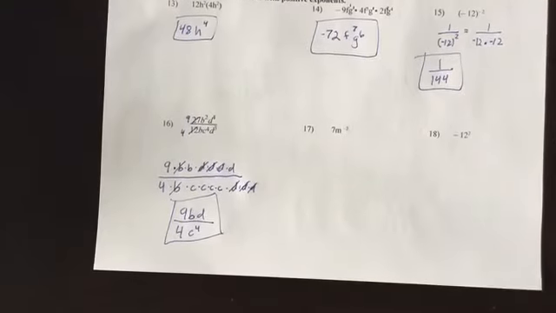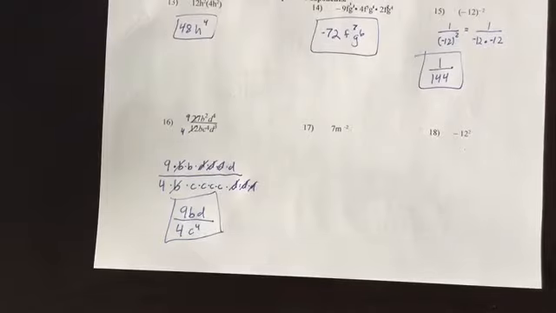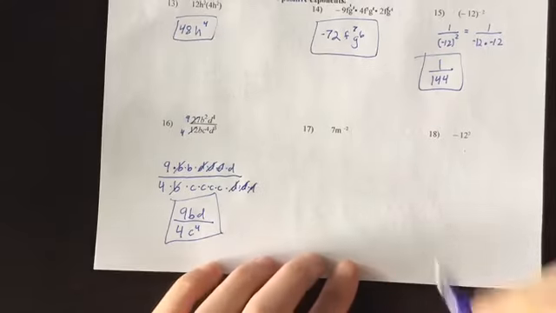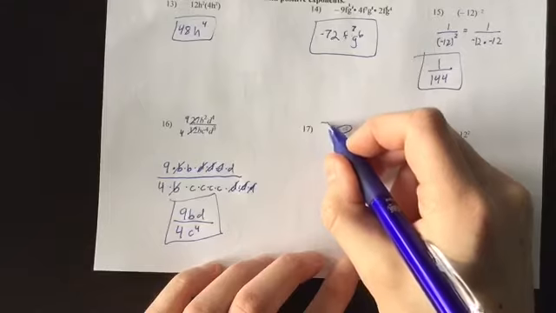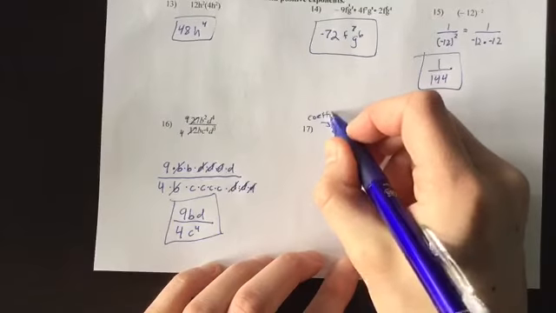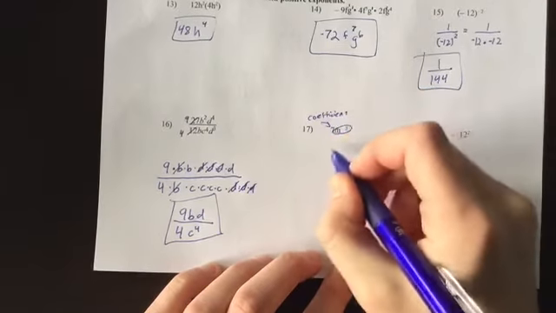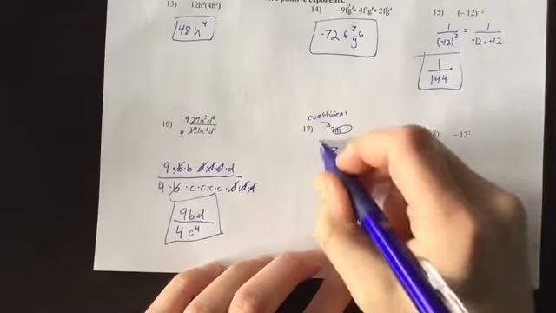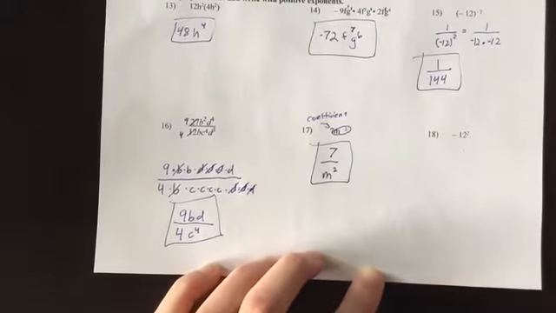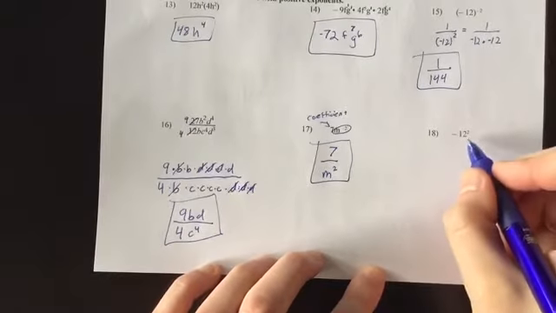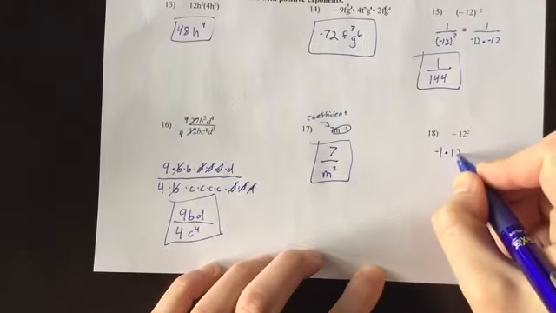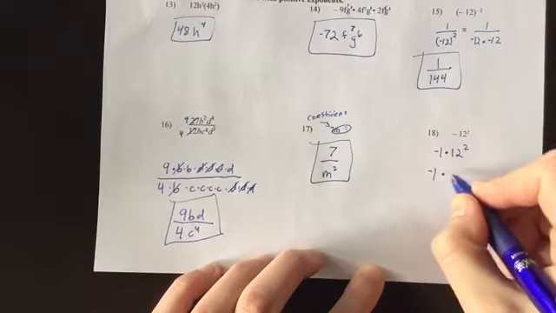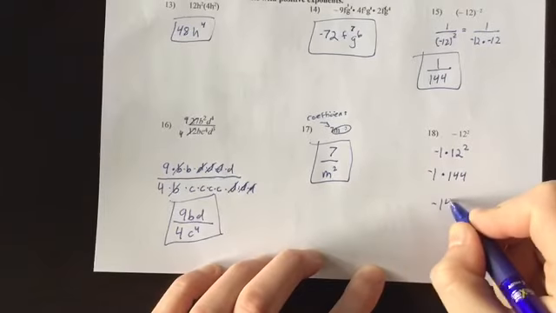On 17, when we simplify, we're just working to get that negative exponent away. That's the only thing we need to fix for our simplifying. So I want to realize the base is m, 7 is that coefficient, so it's not going to move. Only the base and the exponent moves to the bottom. So we get 7 over m squared. Okay. And then 18, negative 12 squared. We want to realize that negative is a coefficient, that it's negative 1 times 12 squared. So negative 1 times 144, which is negative 144.